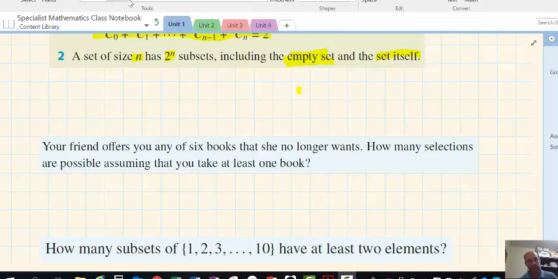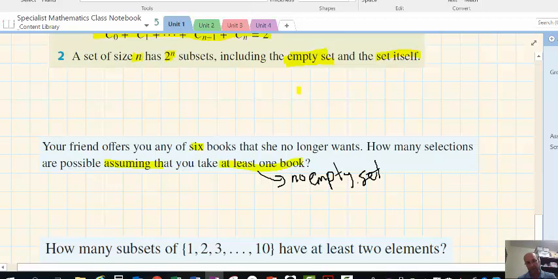So we've got a little example here. Your friend, very much like what we saw before, but there is one twist to it. Your friend offers you any of 6 books. Take what you want. The friend asks, how many selections are possible, assuming, and here's a constraint, you take at least one book. What that does is mean that there's no empty set. If it did include the empty set, remember we would have 2 by 2 by 2 by 2 by 2 by 2, in other words 2 to the 6, but no empty set reduces one of those options, so it's 2 to the 6, take 1. 64, take 1 is 63.